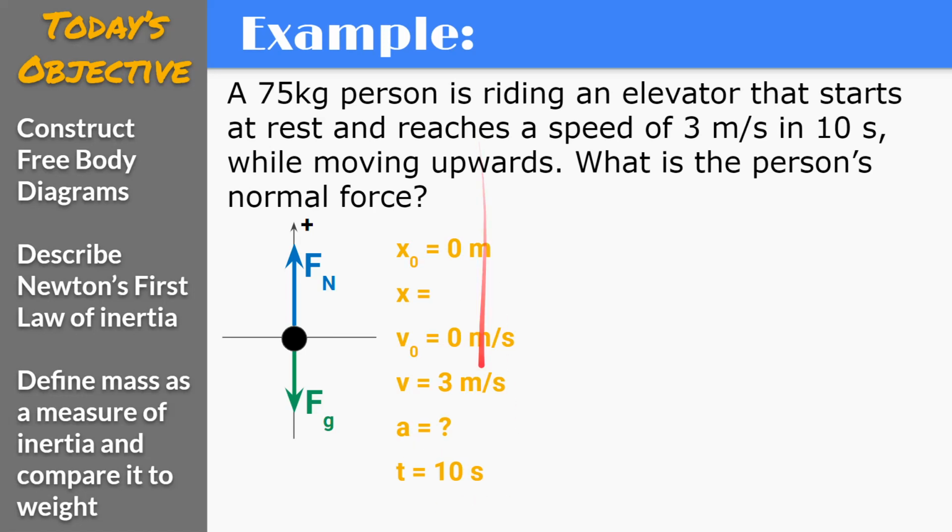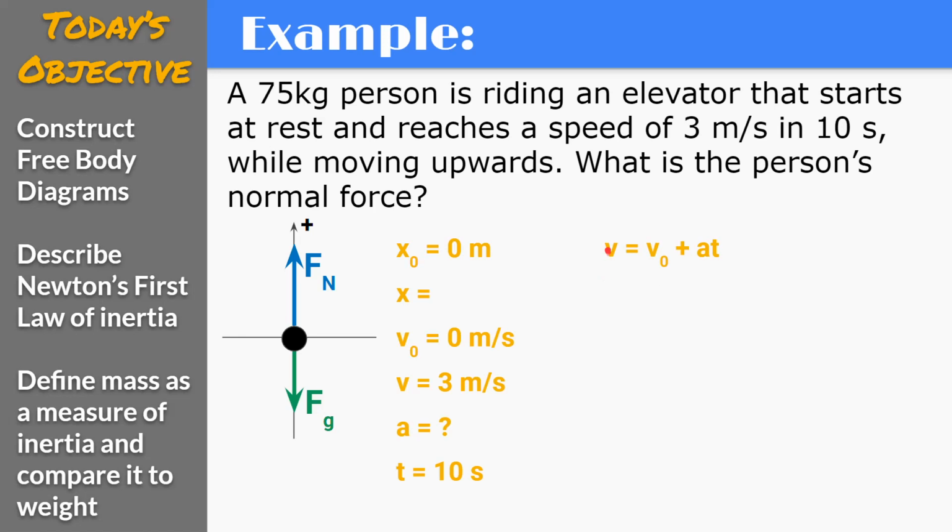It's the same list we've used before. I'm only dealing with things vertically, so that's helpful. I don't have to make 2 of these. But I'm going to assume that I'm starting at an initial position of 0, that my initial velocity is 0 because it says starts at rest, my final velocity is 3, and that it takes 10 seconds, and I'm looking for the acceleration.